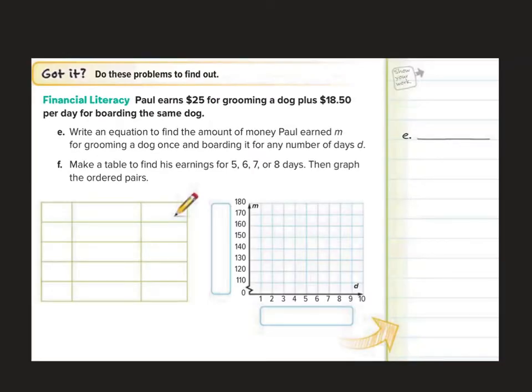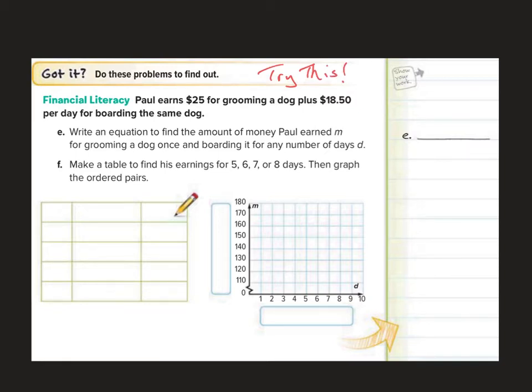So let's look at a new scenario. Paul earns $25 for grooming a dog plus $18.50 per day for boarding the same dog. E, write an equation to find the amount of money Paul earned M for grooming a dog once and boarding it for any number of days D. F, make a table to find his earnings for 5, 6, 7, or 8 days, then graph the ordered pairs. Now it's important to note that we're not starting with 1 here. And what I'd like you to do, I'd like you to try this and then come back and check your answer.